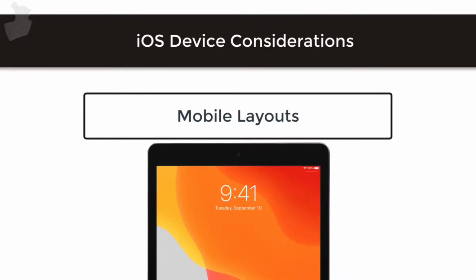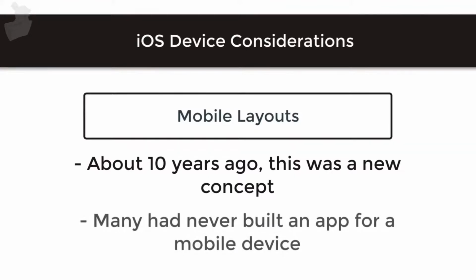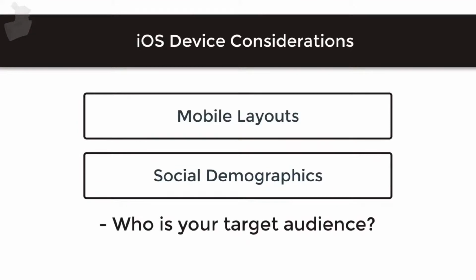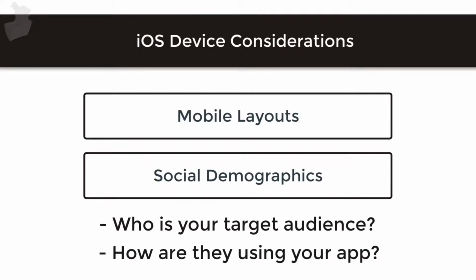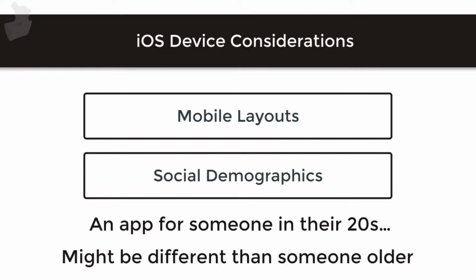Those are important considerations. When FileMaker Go first came out about 10 years ago, this concept was totally new for people. There were people who'd been building software for many years who had never built an application for a mobile device. So keep in mind there are social demographics you need to think about. Who is your target audience? How are they using this application? If they're younger, say they're in their 20s, then how you build the application might be a little bit different than how you'd build it for a guy my age. If you're dealing with a guy who's maybe almost 50 or maybe 60, how are they going to interact with a mobile device? Pretty different than a 20-year-old might.